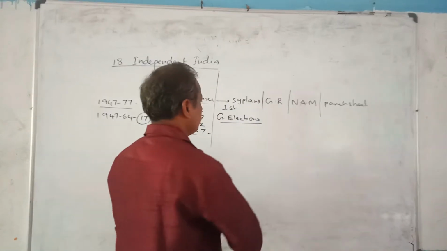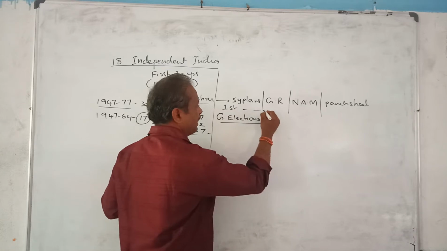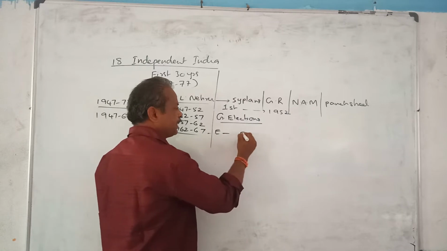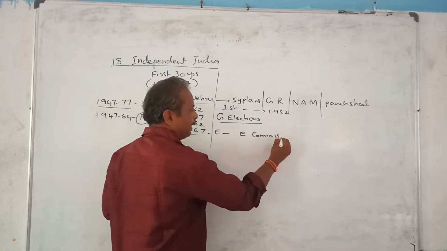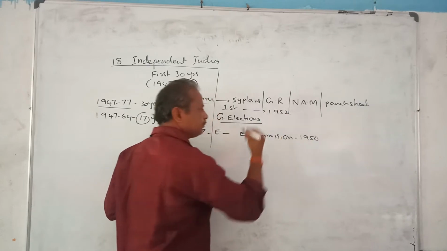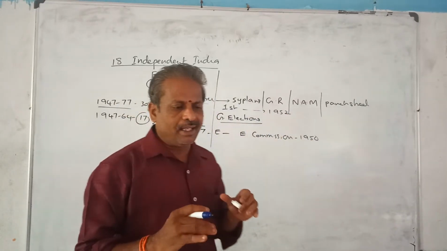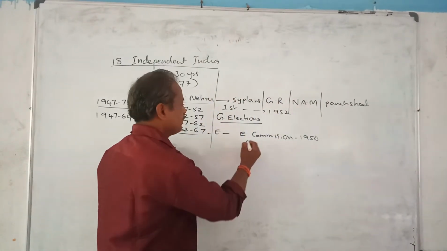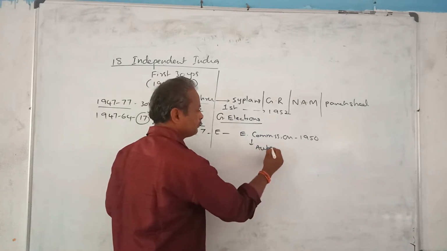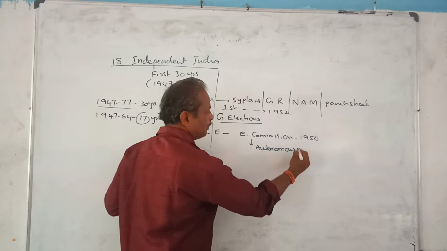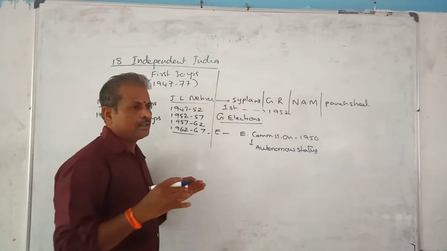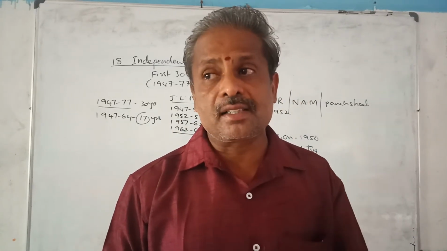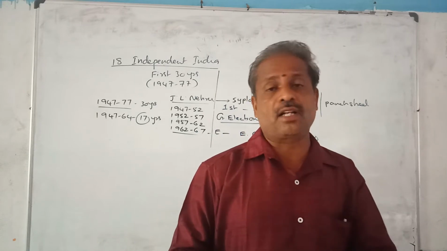In our India, first general elections were held in the year 1952, and we know elections are conducted by the Election Commission. Election Commission was appointed in 1950, and Election Commission is given autonomous status in our India. It means the Election Commission can take decisions itself without consulting any organization and without consulting any persons, including the Prime Minister and President of India.